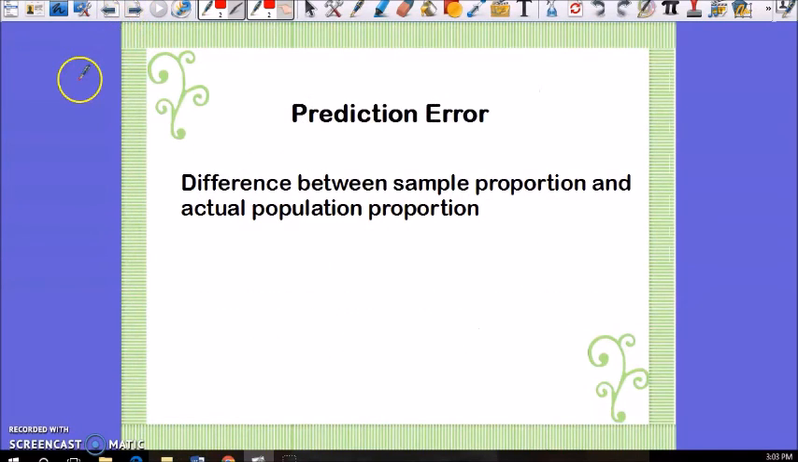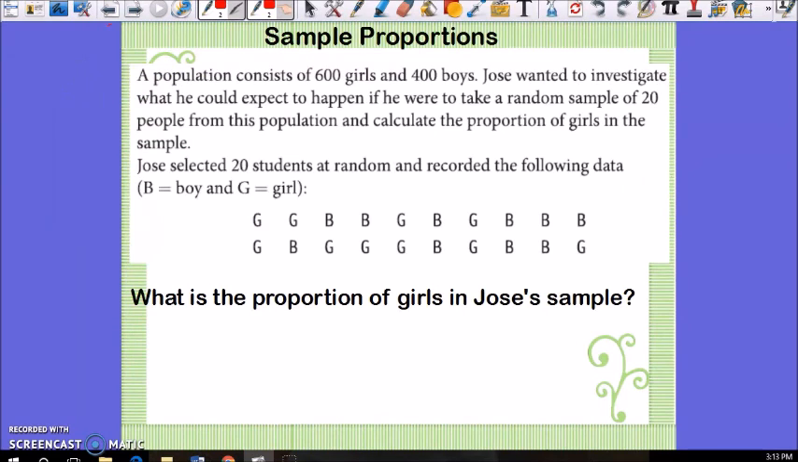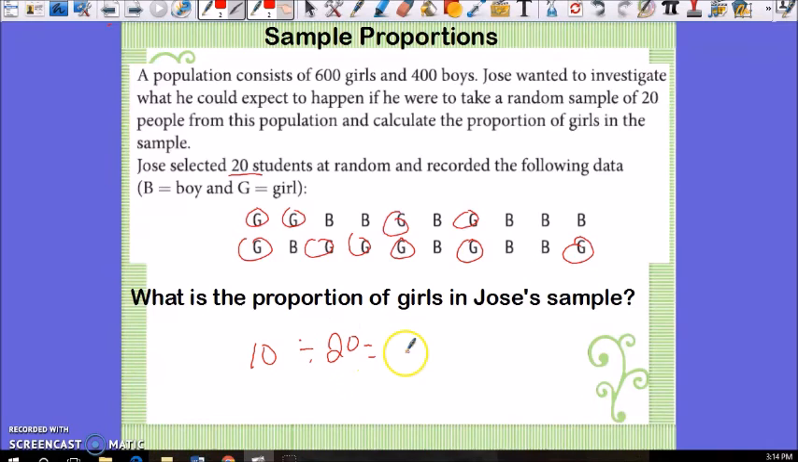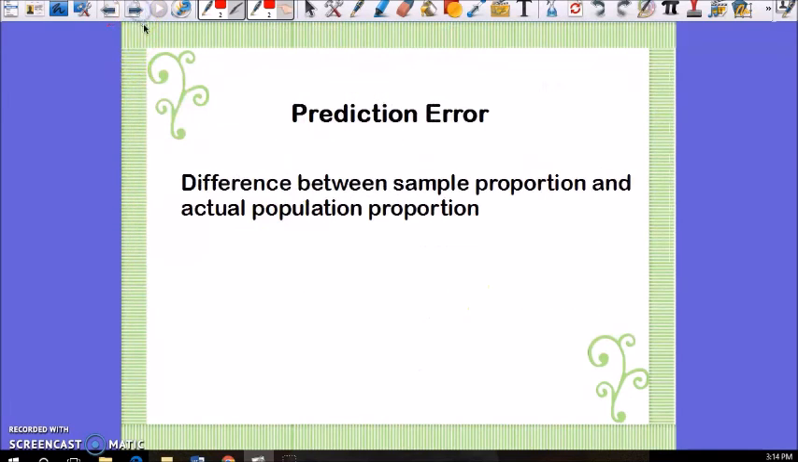Now, we're going to do prediction error. Alright, so if Jose selected 20 students at random and recorded the following data, what is the proportion of girls in Jose's sample? We know the whole is 20, so however many girls is going to be divided by 20. So 1, 2, 3, 4, 5, 6, 7, 8, 9, 10. 10 divided by 20 gives you 0.5. That is the proportion of girls in Jose's sample.